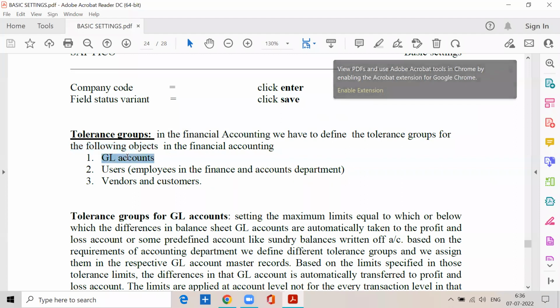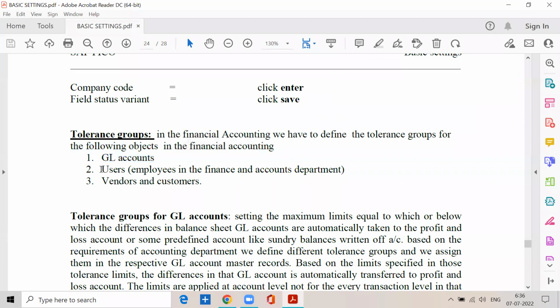In financial accounting, we have to define the tolerance groups for the following objects. Number one, GL accounts. Number two, users. Users means employees in the finance and accounts department. Then number three, vendors and customers. At this point of time, we have to define the tolerance groups for GL accounts and users. Tolerance groups for vendors and customers we will discuss in the respective modules, accounts payable and accounts receivable.